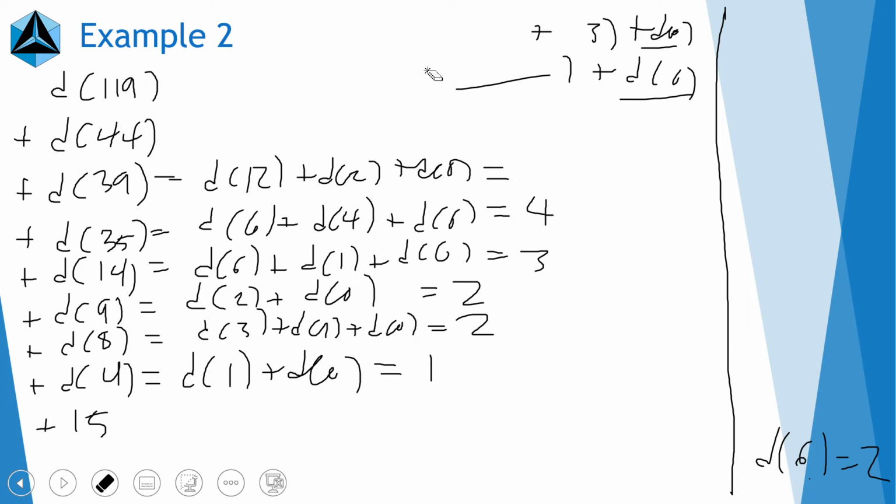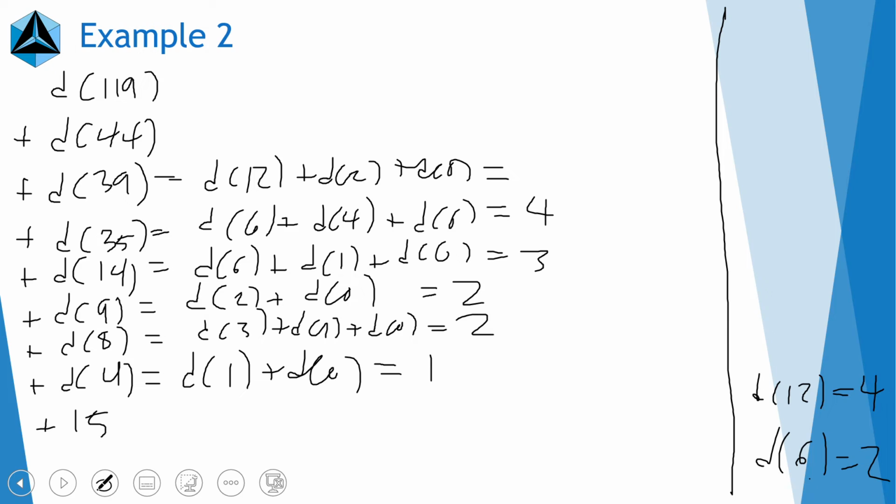D of 12 is going to give us 4. So I'm going to write this down on the side. And then this gives us 4 plus 1 plus 1 is 6, so D of 39 is 6. And then we go to D of 44.